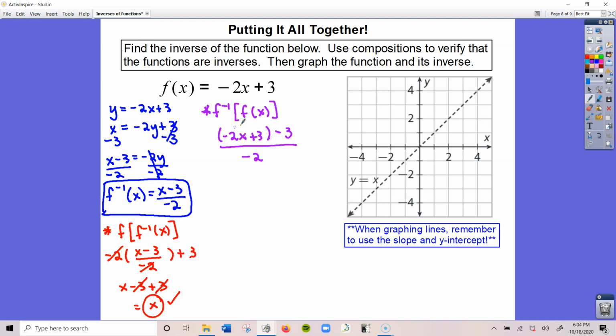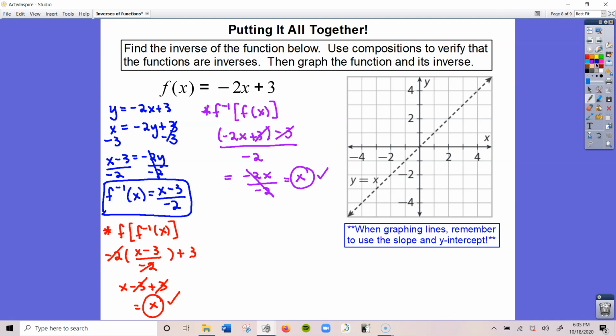Since I can't do anything else in my parentheses, I notice that I have this plus 3 and minus 3 in the numerator. So those 3's will cancel. And then I have negative 2x all over negative 2. So I can cancel out those negative 2's. And I'm left with my final answer of x, which is verification that these are indeed inverses. Now we're ready to graph.